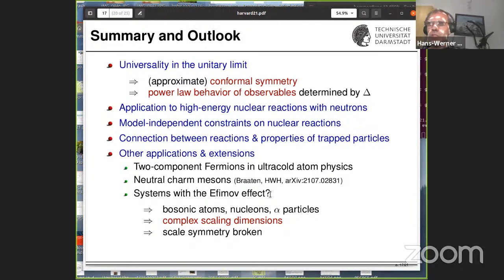Meaning there's still conformal symmetry? I would think of that as an external scale that is introduced into the problem, and the energy of the system is what's called the Bertsch parameter, which is a number that's 0.38 or something times this external scale that is given by the Fermi energy. So you mean this breaks scale invariance?